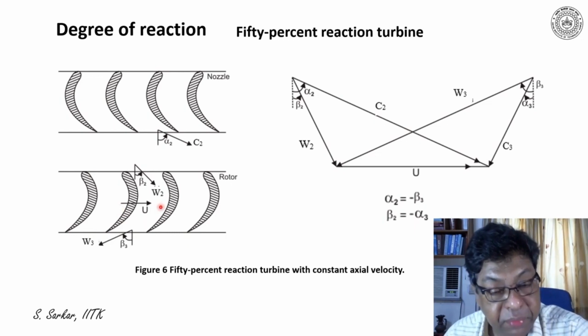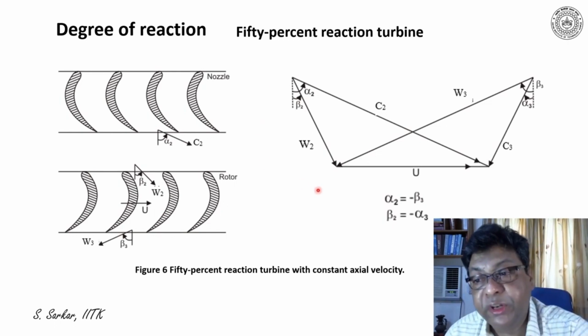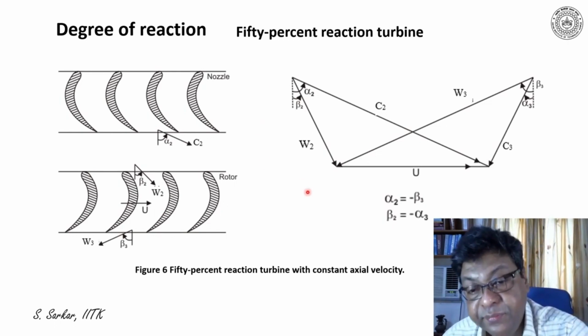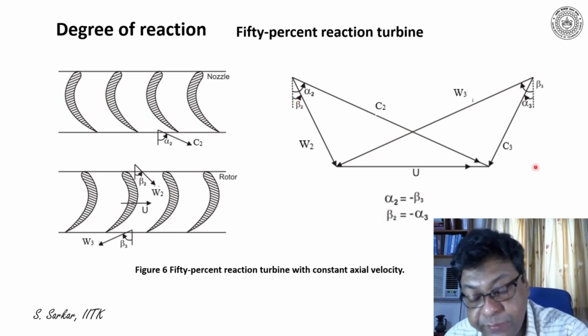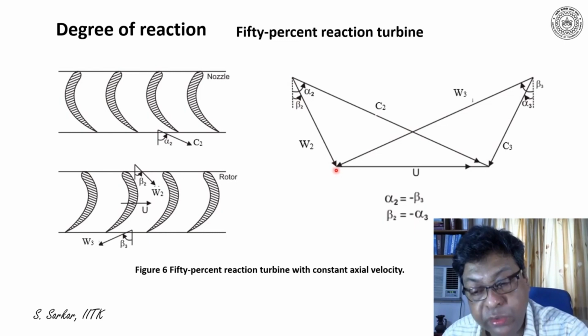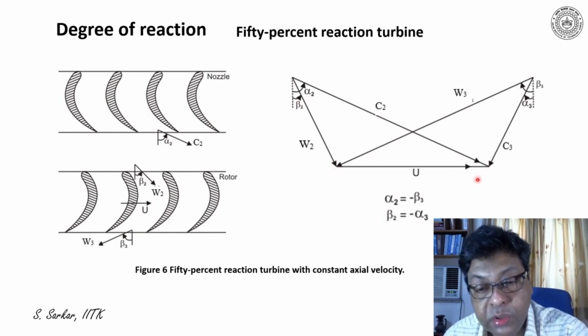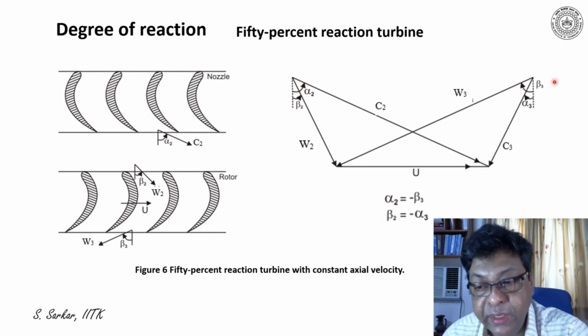U be the blade speed as before. Now let me draw the velocity triangle here, where both the inlet and the exit velocity triangle I have superimposed. So the inlet velocity triangle is represented here by W2 plus vectorial addition of U, which would result in C2. Similarly, W3 plus U would be equal to C3.